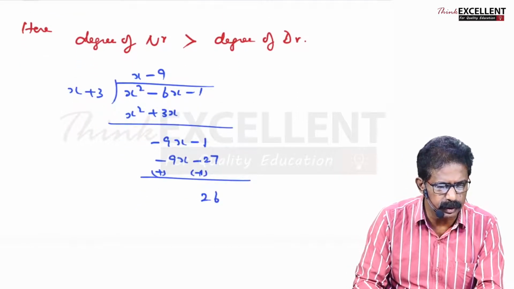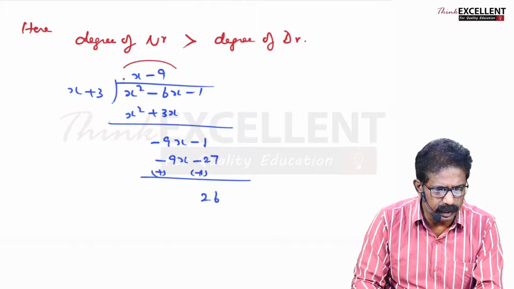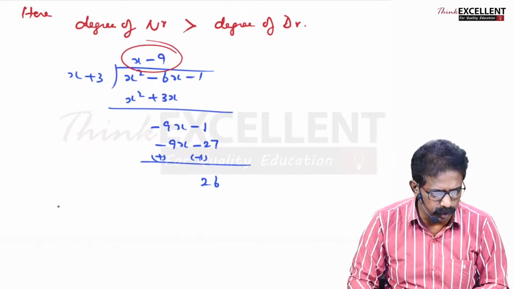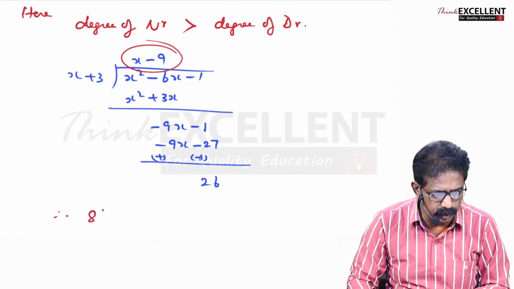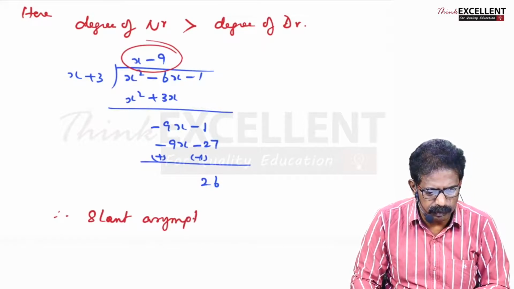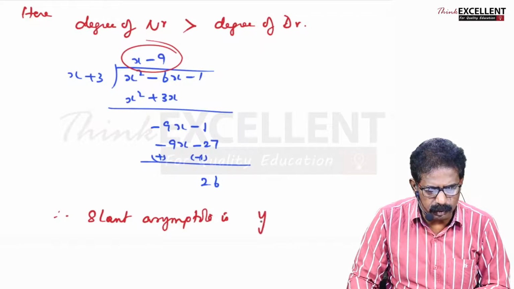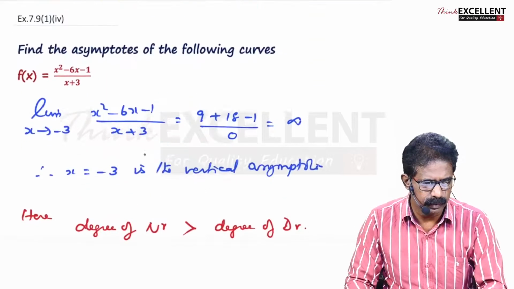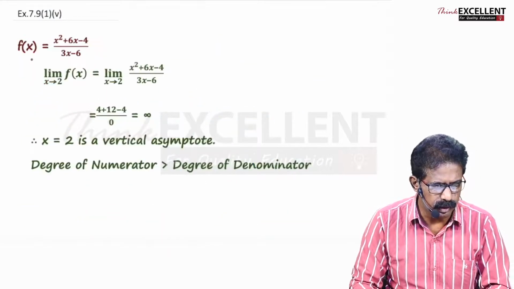So don't worry about the remainder. The quotient x minus 9 equate with y, and that is the slant asymptote. Therefore, slant asymptote is y equal to the quotient. What is the quotient? x minus 9. Okay. Now let's move on to another question.